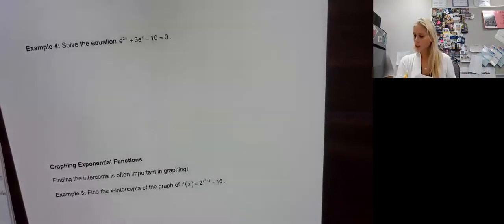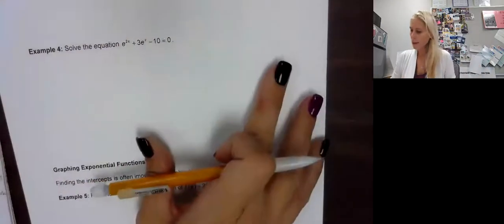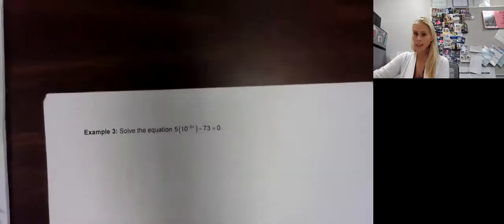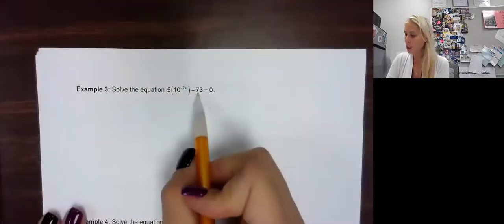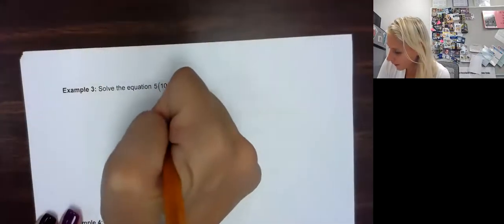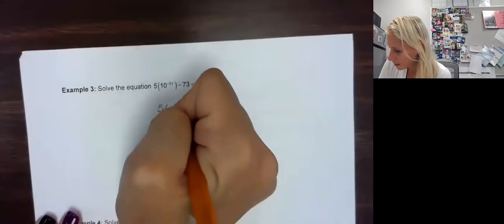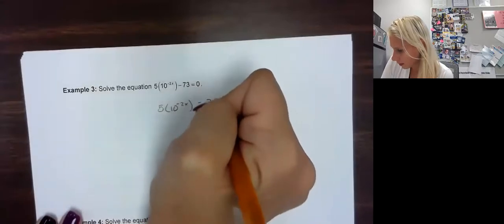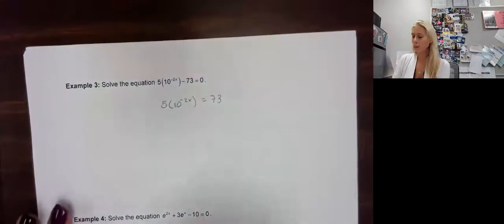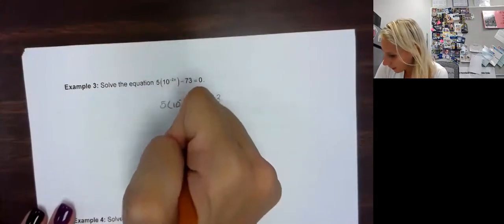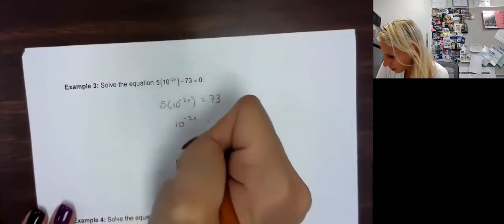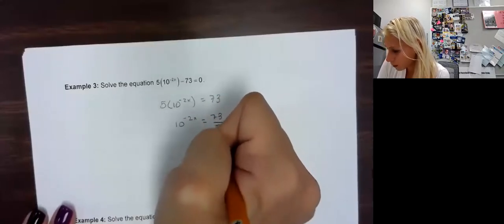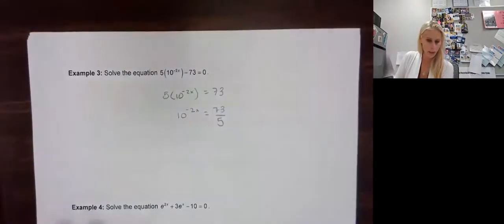All right, solve the equation. All right, first thing I want to do, because I want to make sure that our bases are the same and everything, is actually move this constant over. So we're going to have 5 times 10 to the negative 2x equals 73. And I want to get rid of that 5. It's multiplying, so we're going to divide both sides by 5.